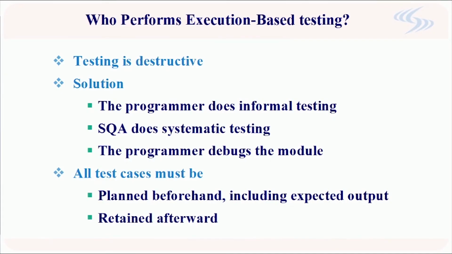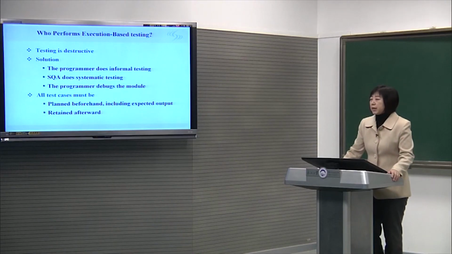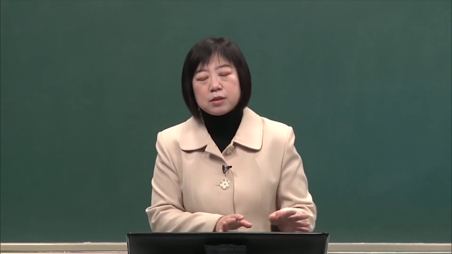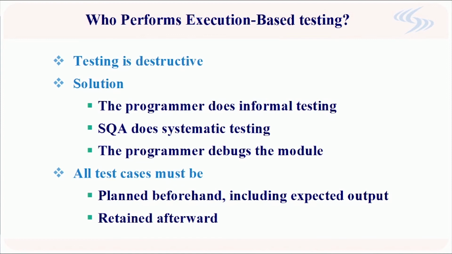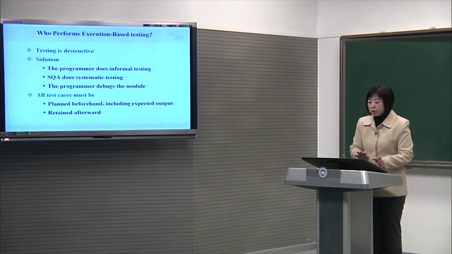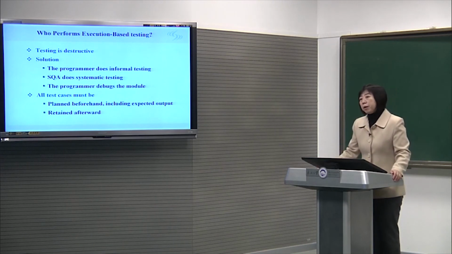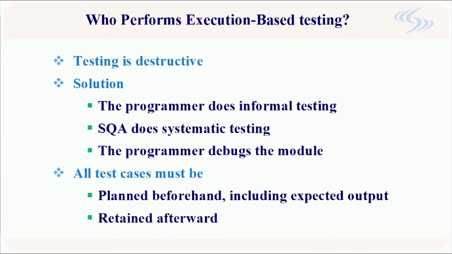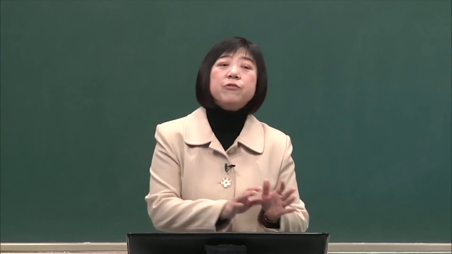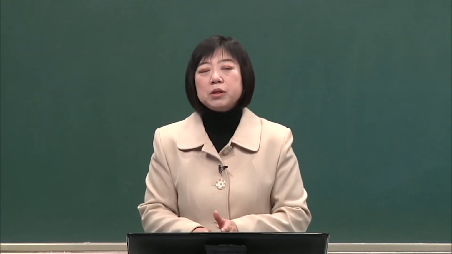Informal, without plan. And the SQA person should do the systematic testing. That means the formal testing. It should be under plan. And we should understand that testing should have its own plan. It's called a testing plan. That means the SQA person should produce a document about the testing plan. After the SQA person finds some bugs or errors inside the program, programmers should debug the module. Because it is the programmer who has coded the program and he is familiar with the code, so he is the suitable person to debug the modules.